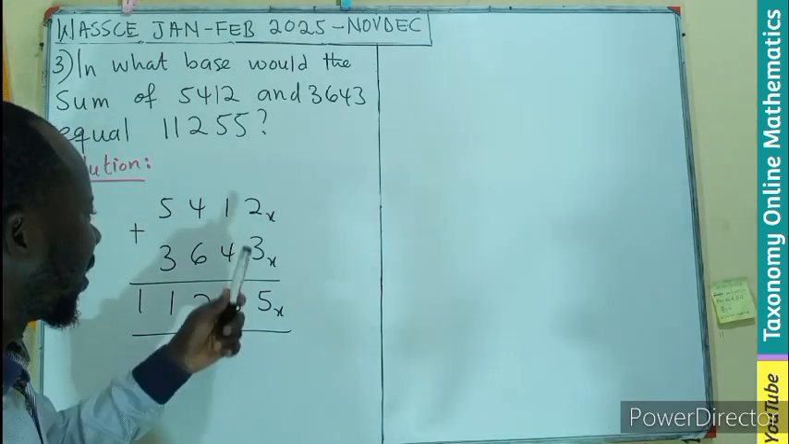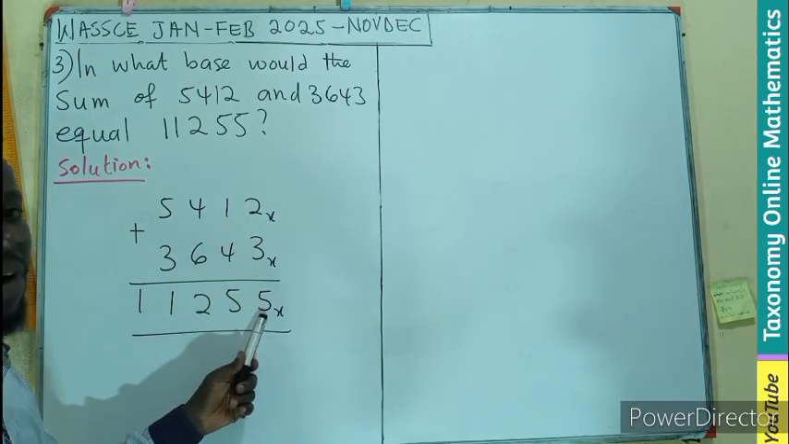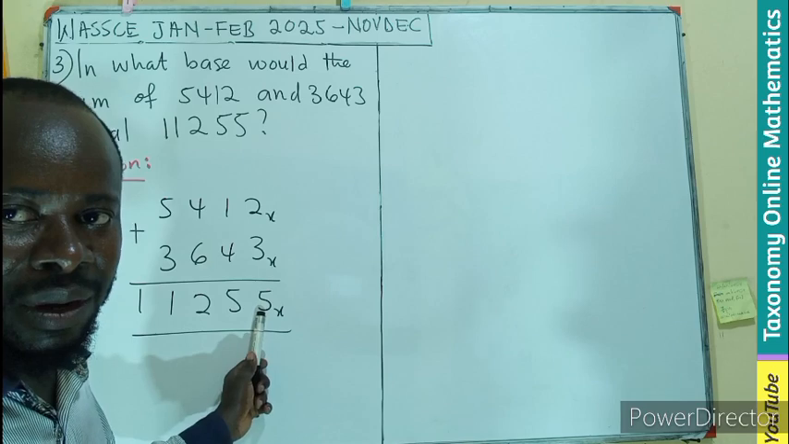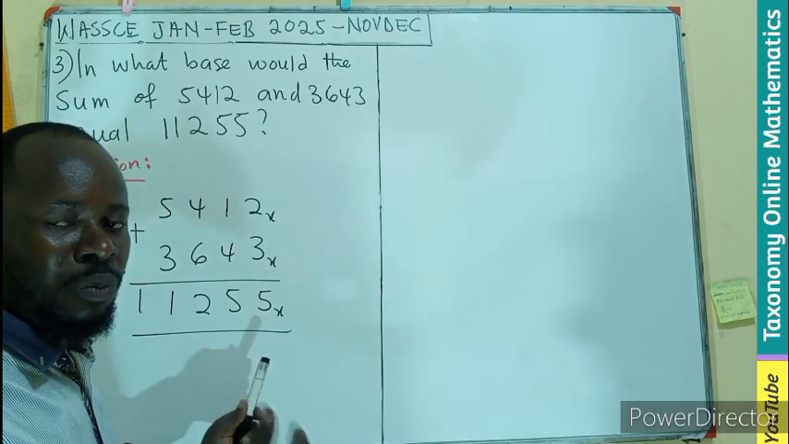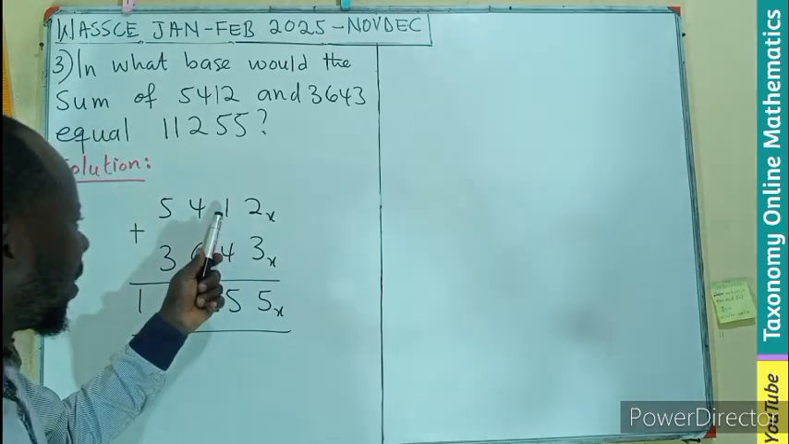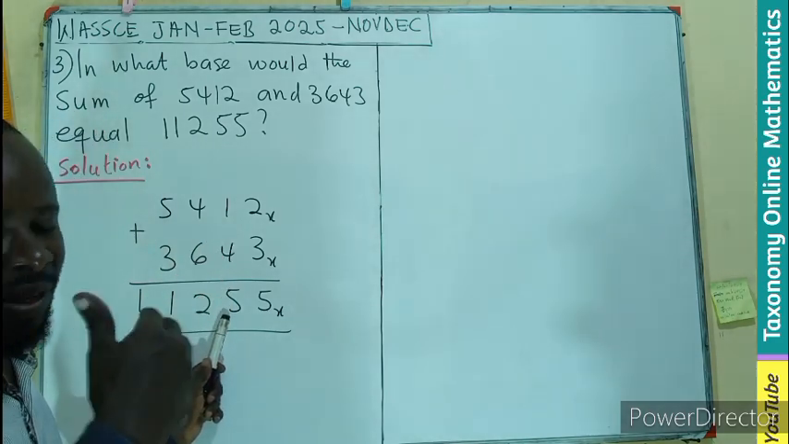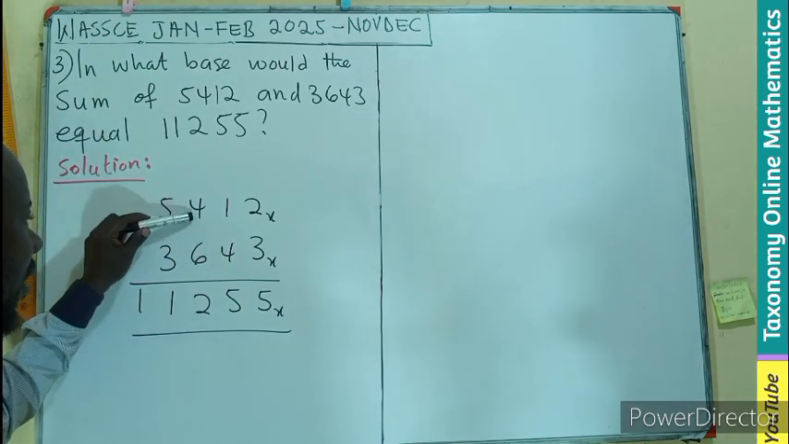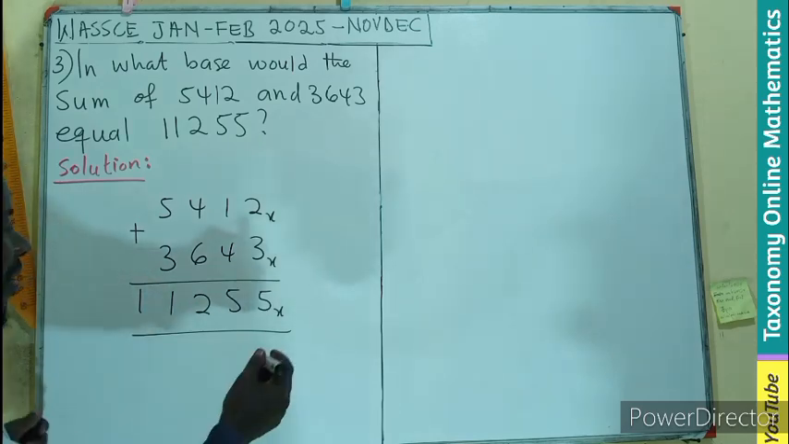Now, if we check, this plus this is already 5, so we can't tell the base. We only know the base will be above 5, so it will be base 6, 7, 8, 9 in that order. This plus this is also 5, the same idea. Now, this plus this is giving us 10.